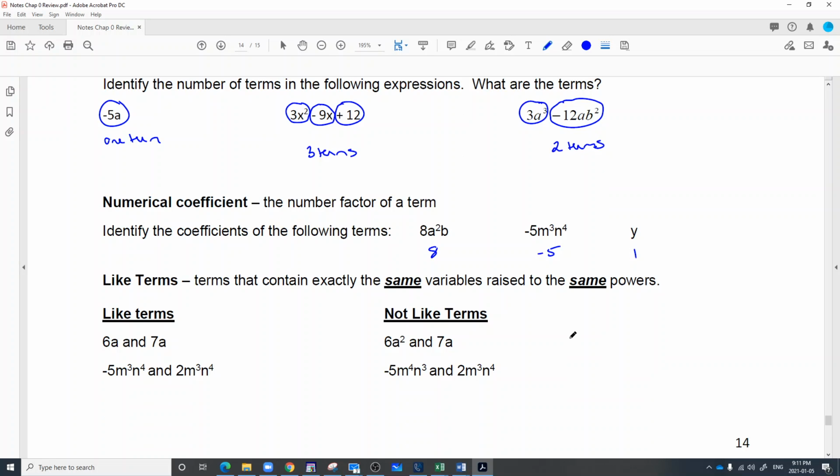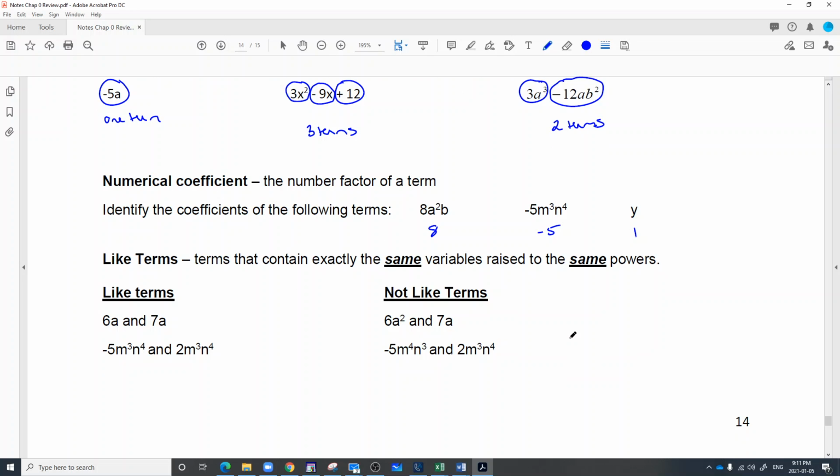Like terms are any terms that contain exactly the same variables raised to the same powers. So 6a, 7a, like terms. If I have 6a's and 7a's, I can say that I have 13a's. If I have -5m cubed n to the 4's and 2m cubed n to the 4's, I can say that I have -3m cubed n to the 4's. Whereas if I have 6a squareds and a 7a, they're not like, so I can't combine them. Same thing if I have m to the 4 n cubed and m cubed n to the 4, they're not like, I can't combine them.